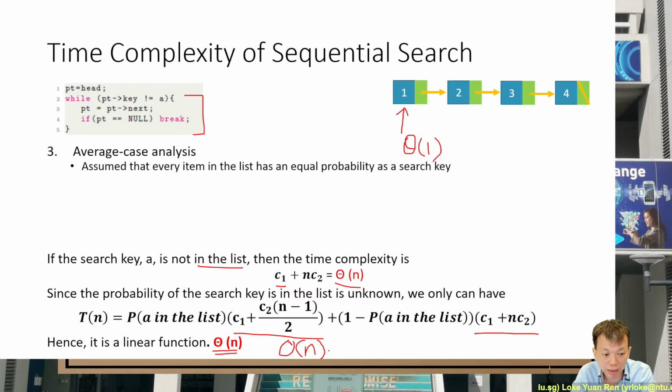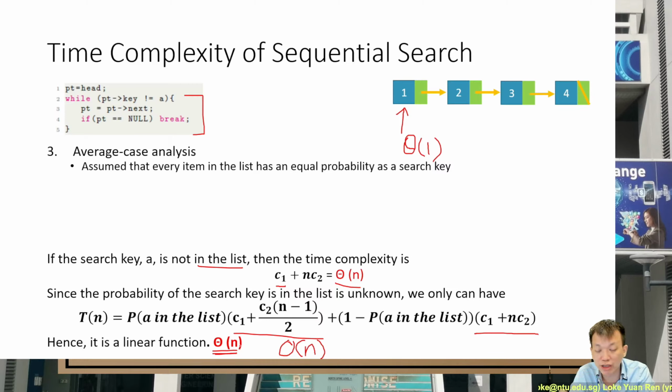But if today I'm talking about the average case, then you can conclude that on average, whether it's inside or not inside, it is big Theta(n), because it is always linear on average. Inside the list, on average it is linear. If it's not in the list, it's still linear. So overall, this algorithm's average case analysis is big Theta(n).